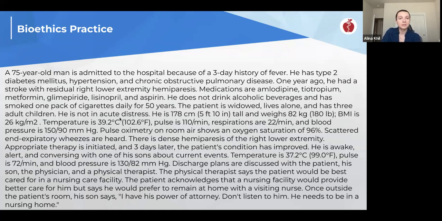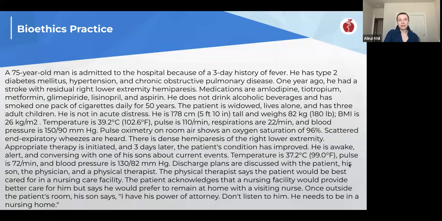It does look like he has a fever and tachycardia, as well as respirations of 22 and blood pressure 150/90, which is also elevated. We have an O2 sat of 96. Scattered expiratory wheezes are heard. There is dense hemiparesis of the right lower extremity. And then appropriate therapy is initiated, but 3 days later, his condition has improved. He's awake, alert, conversing with one of his sons about current events. Again, his vitals are given, and now his vitals are all normal.